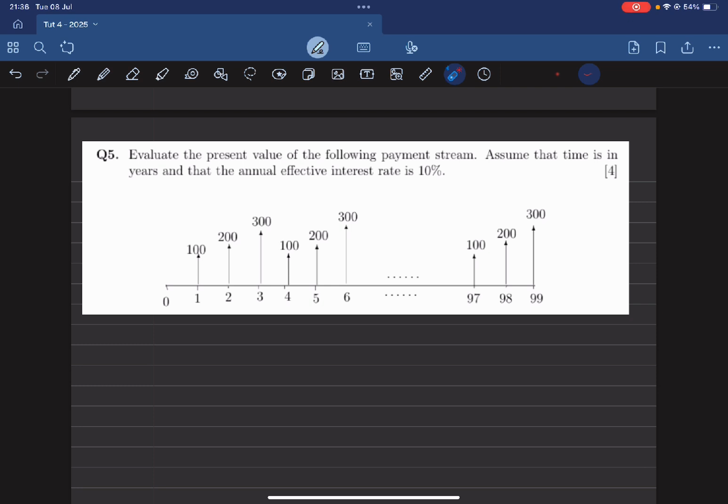Okay, so let's have a look at what we've got. It seems like it follows a pattern. At time 1, we pay 100, 200, 300, and then it goes back to 100, 200, 300. And it seems like this pattern continues until time 99.